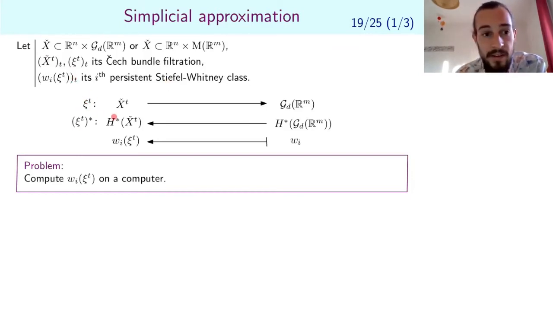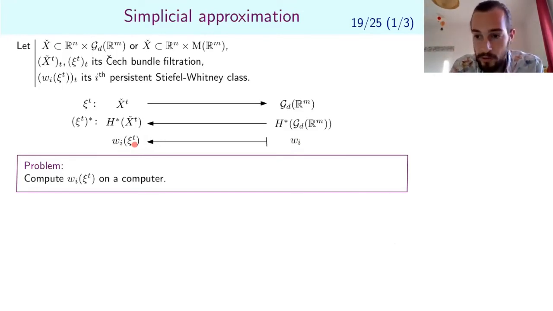Every map Xi t goes from the t thickening of X check to the Grassmannian. We have a map induced in cohomology that goes from the cohomology of the Grassmannian into the cohomology of X check t. And the Stiefel-Whitney class at time t is the image of the class Wi of the Grassmannian. And we want to compute this Stiefel-Whitney class with the computer.